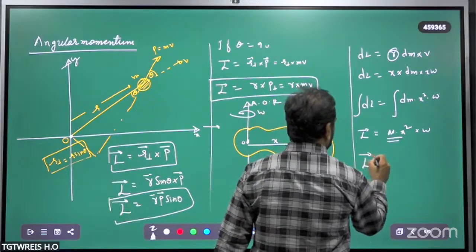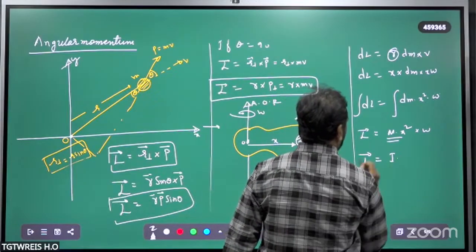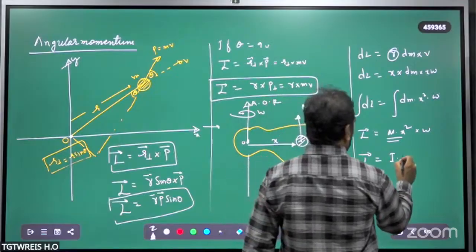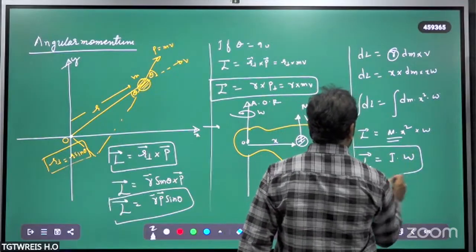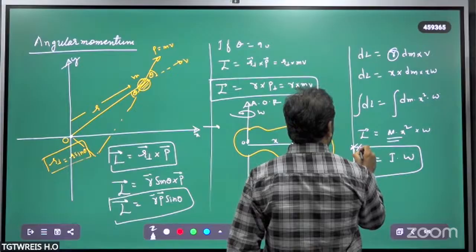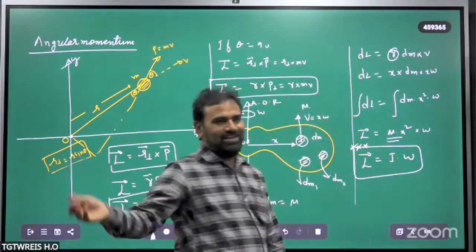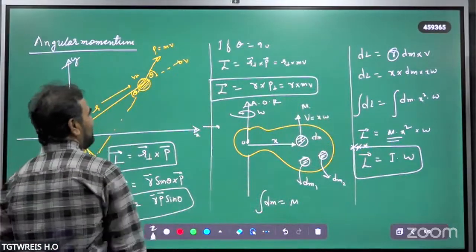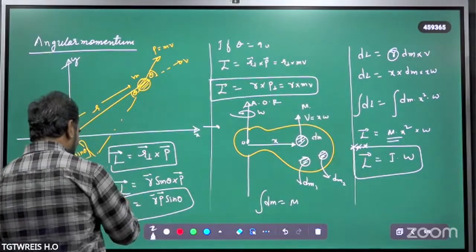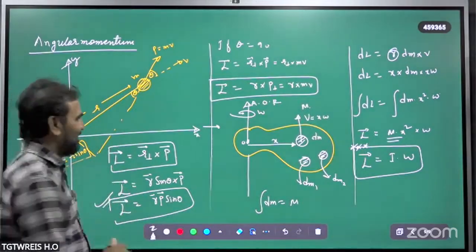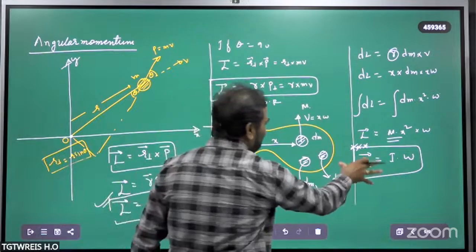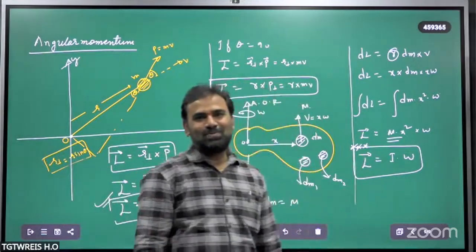That is L is equal to I into omega. So L is equal to I omega. This is also called the angular momentum. L is equal to I omega, or L is equal to mvr, or L is equal to r cross p sin theta. These are all nothing but different forms of angular momentum.